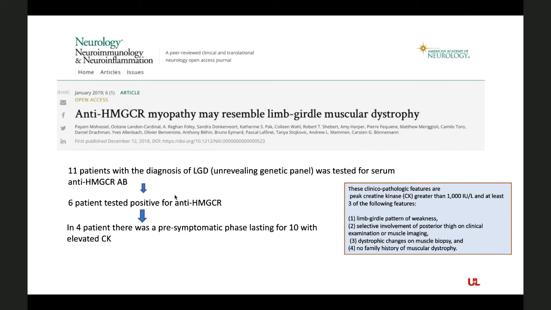Six of these patients were diagnosed as HMG-CR. So it's important for us to know, since the pattern of weakness can be similar, that for patients who have had limb-girdle muscular dystrophy as a diagnosis, we need to make sure they have had genetic testing, and if it's unrevealing, it's better to test for HMG-CR antibody as well, as we can see this even in statin-naive patients.